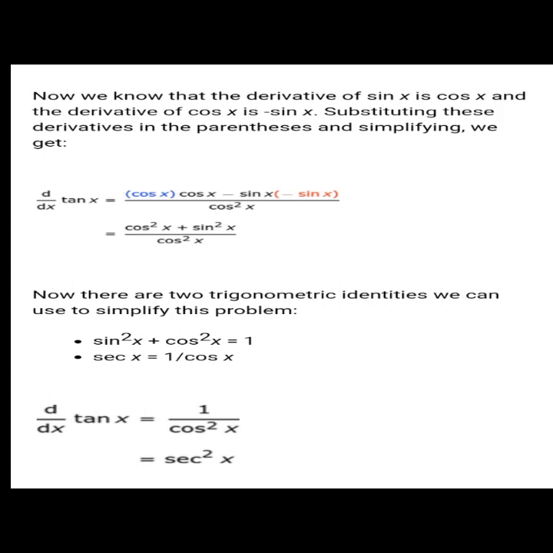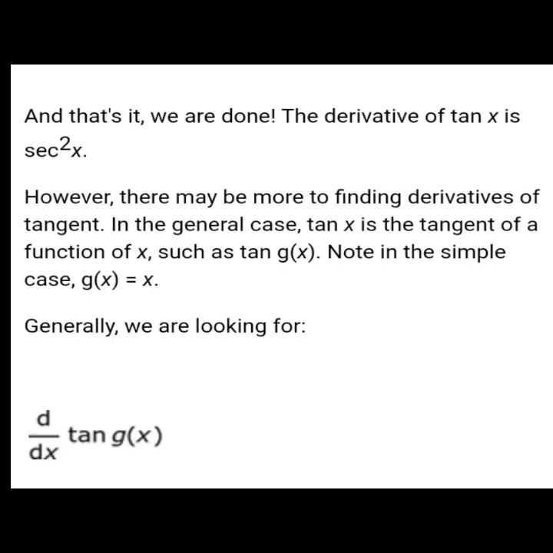Now, there are two trigonometric identities we use to simplify this problem: sine squared x plus cosine squared x is equal to 1, and secant x is equal to 1 over cosine x. Then, d over dx tan x is equal to 1 over cosine squared x, which is equal to secant squared x. And that's it. We are done. The derivative of tan x is secant squared x.